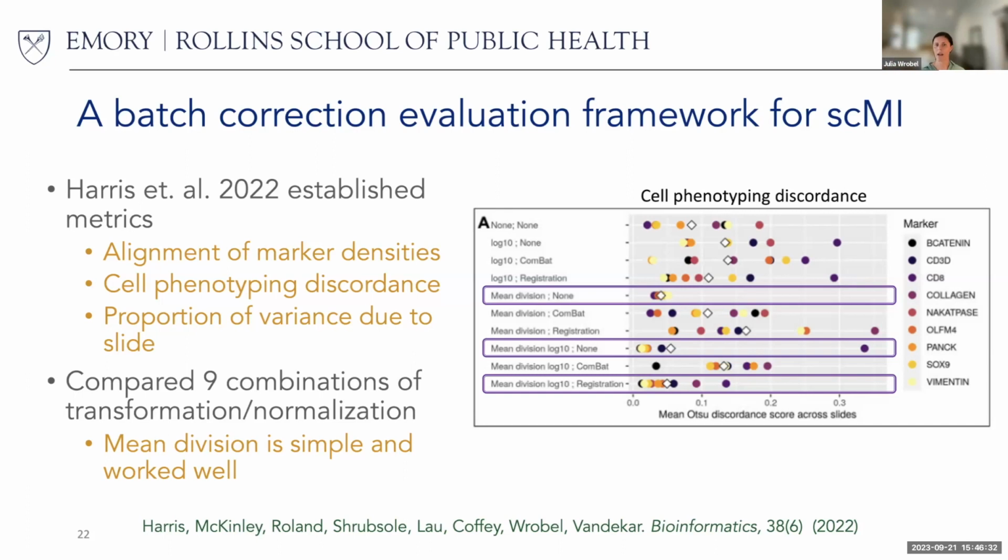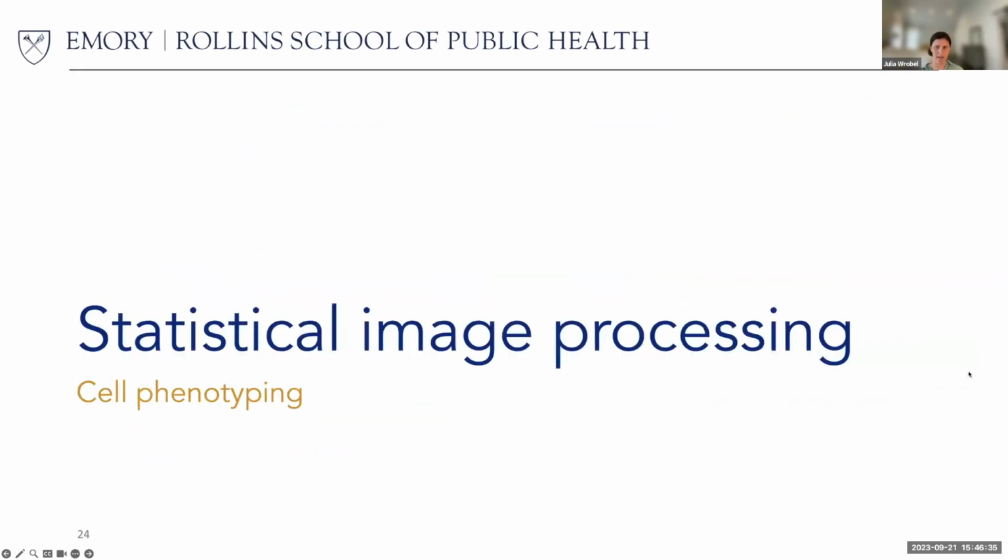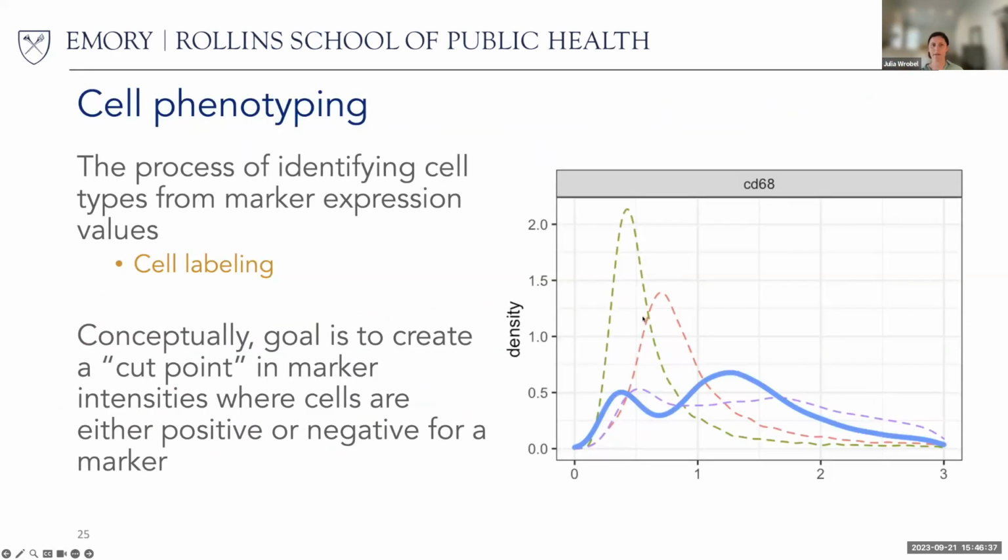No, that's a great point. And I wish I had a histogram of the intensities. Okay, so the cell phenotyping slide, which I'll get to in a couple slides, will help answer this. This shows distributions of the same marker across different images. And what you typically do with these marker intensities is you draw a line that says, to the right of this line, you're positive. All of the cells to the right of this line are positive for that marker, and all to the left are negative.